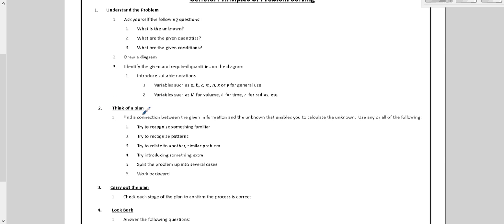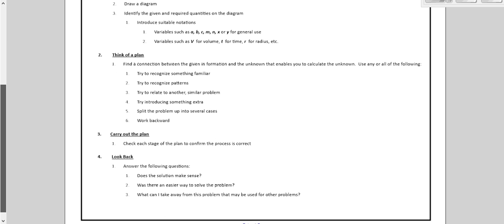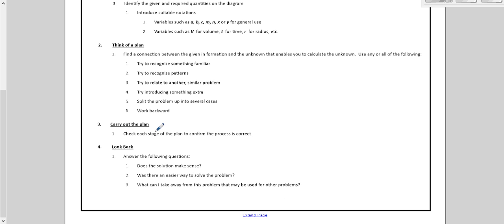Think of a plan. Try to find a connection between the given information and the unknown that enables you to calculate the unknown, and use any of the following. Try to recognize something familiar. Try to recognize patterns. Try to relate to another similar problem. Try introducing something new, something extra. Split the problem into several cases. Maybe work backward.